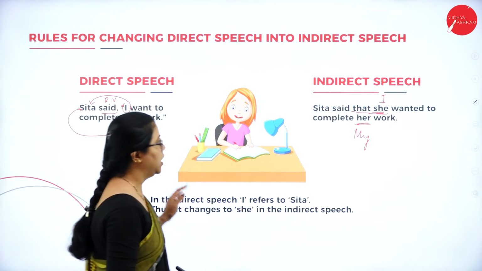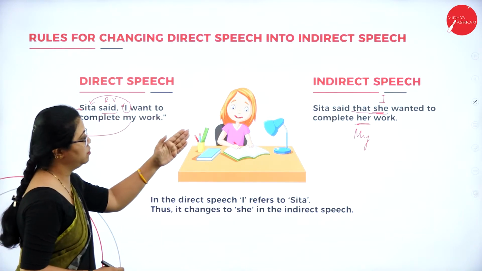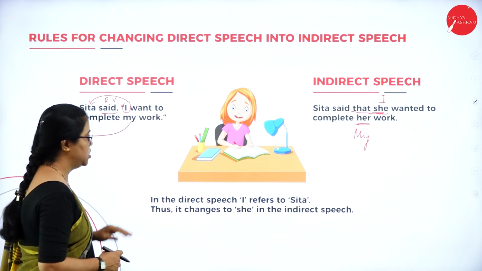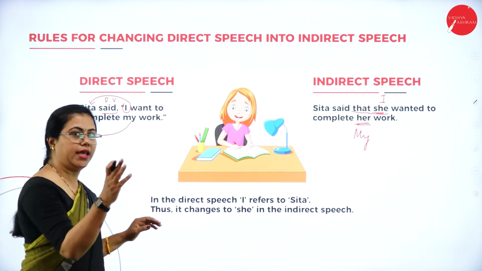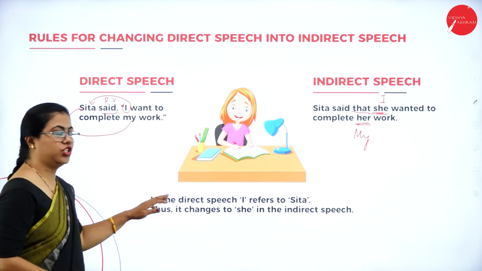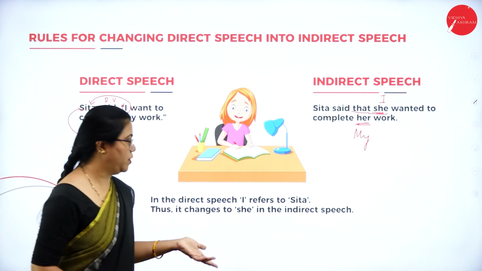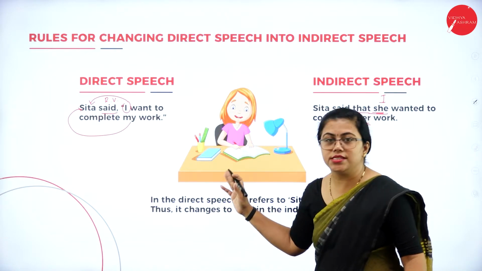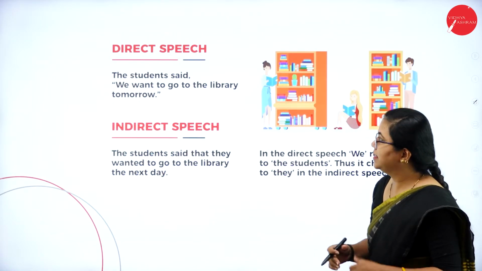Okay. So here you can see comma is removed, inverted comma is removed, only full stop is used in the end. So here in indirect speech, I refers to Sita, thus it changes to she because it's a feminine gender in indirect speech. Hope you understood this. Okay, let us see another example here.